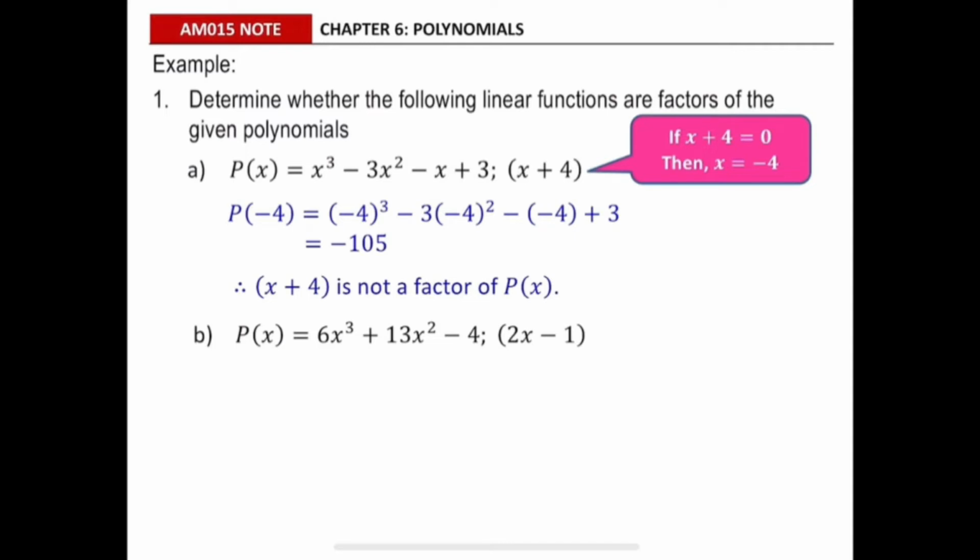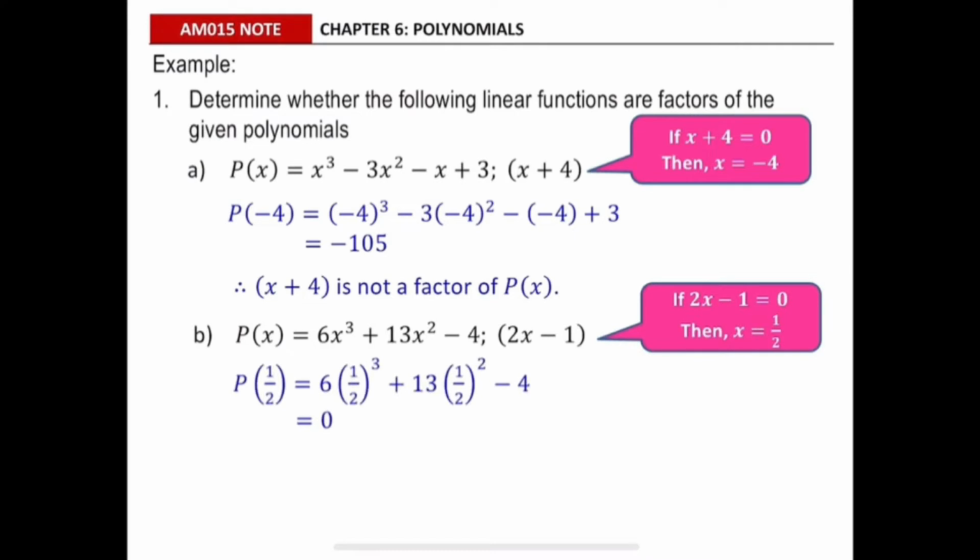For example B, the x value is 1 over 2. Substitute into the P(x) and the remainder is equal to 0. Therefore, 2x minus 1 is a factor of P(x).